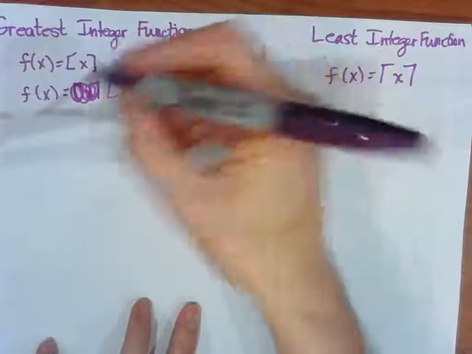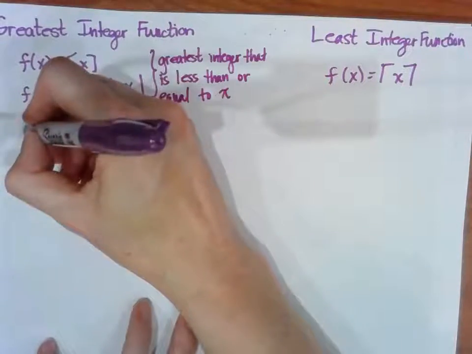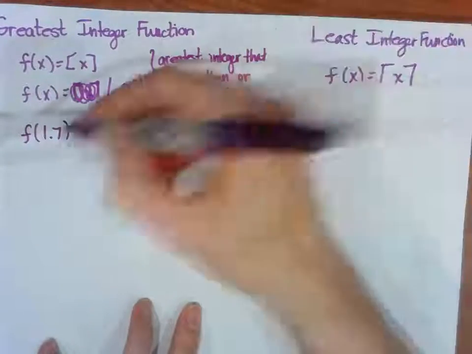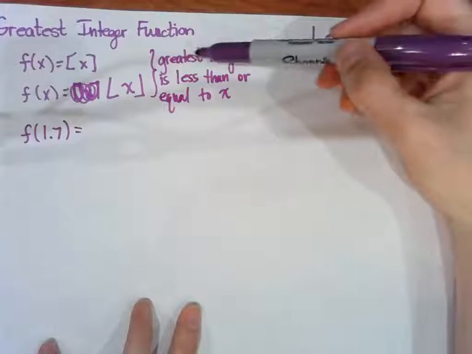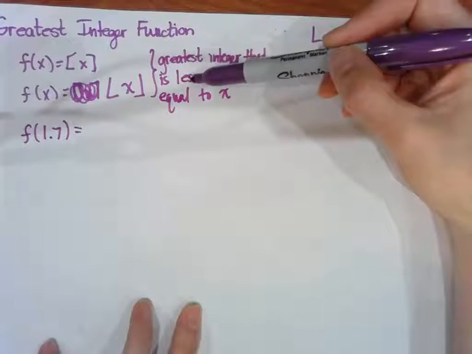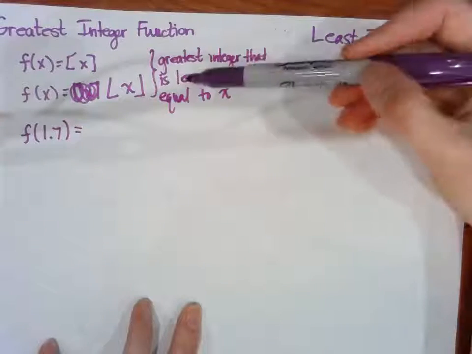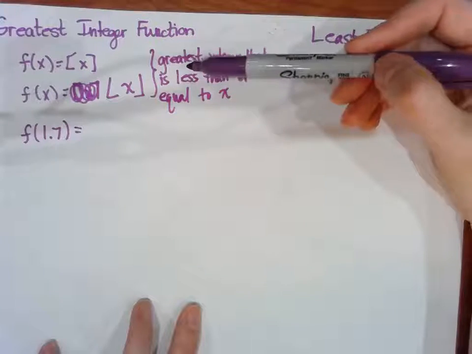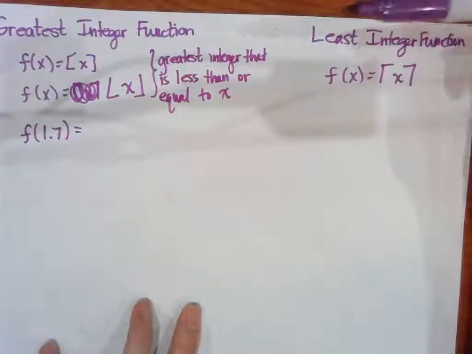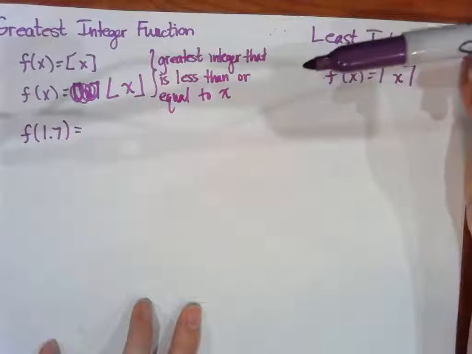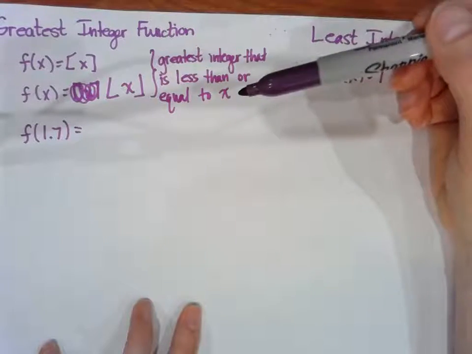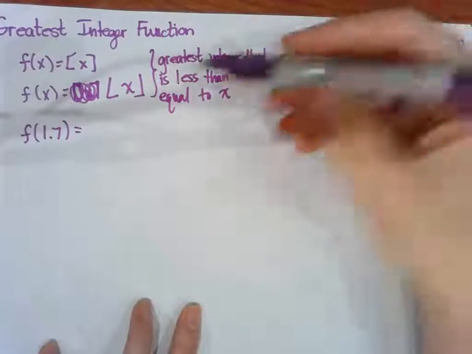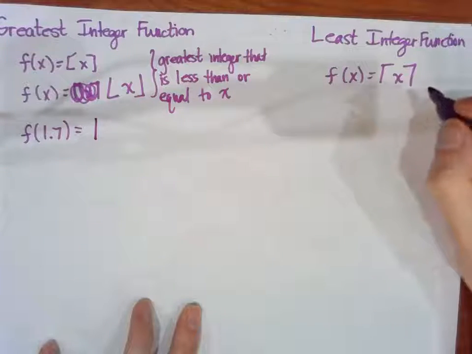So for example, f of 1.7. What is the biggest integer that you can think of that's less than or equal to 1.7? There are lots of integers less than or equal to 1.7, like -13, and 0 is also less than 1.7, and 1 is less than 1.7. But 1 is the greatest integer that's less than or equal to 1.7. So in this case, it will be 1.